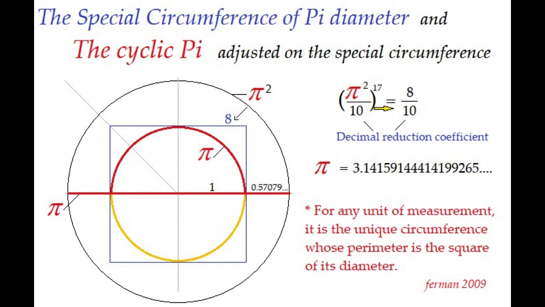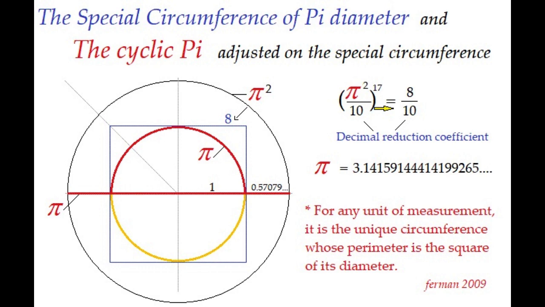And vice versa. Every circumference that we choose and take as a special circumference of pi diameter produces or engenders an interior unit circumference whose radius becomes a special unit of measurement, m.s.u. equals diameter pi. See drawing. Therefore, for each unit of measure there is a unique special circumference whose perimeter is the square of its diameter.